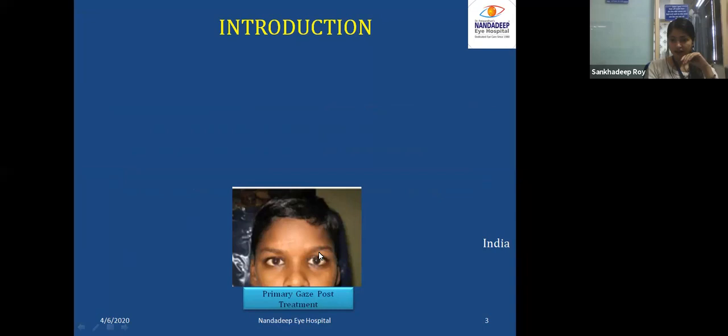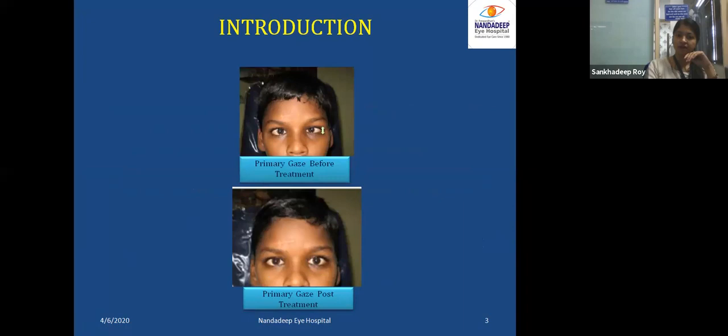In the same way, if you go to the previous picture, before the treatment, the boy is looking in primary gaze, right? But here, if you look at both eyes, definitely from the outside you can understand the palpebral fissure height is not symmetrical. But in the other picture, it's not clear whether any narrowing of the palpebral fissure height is there or not.